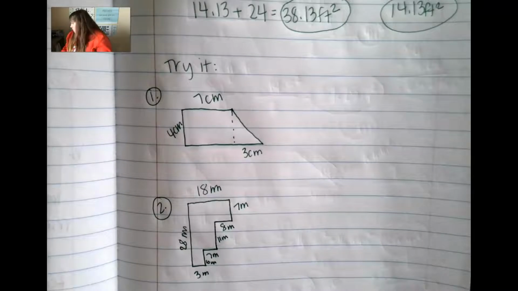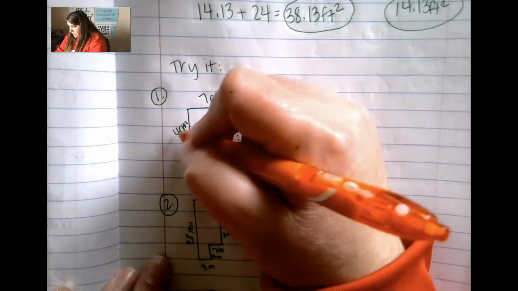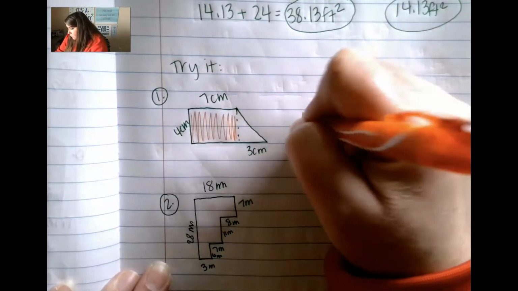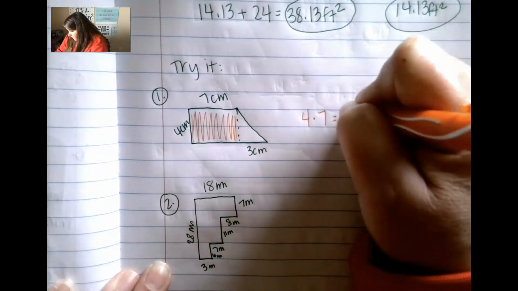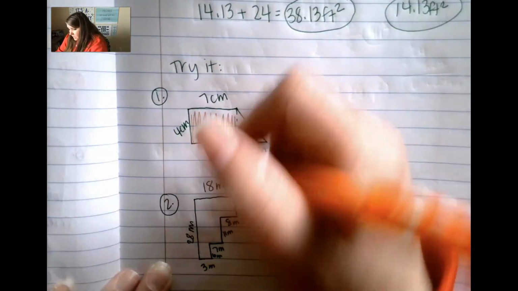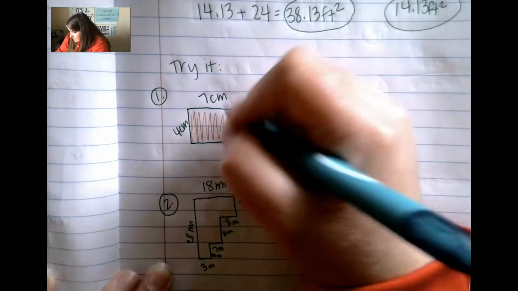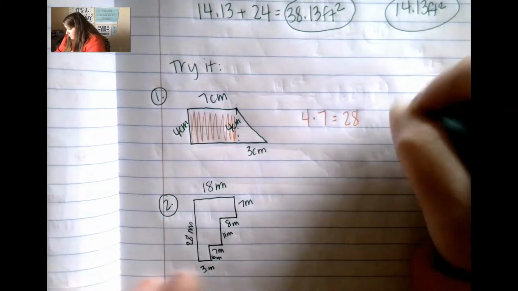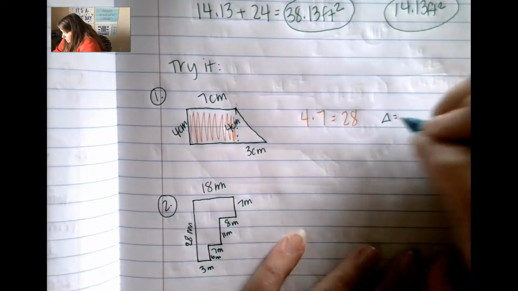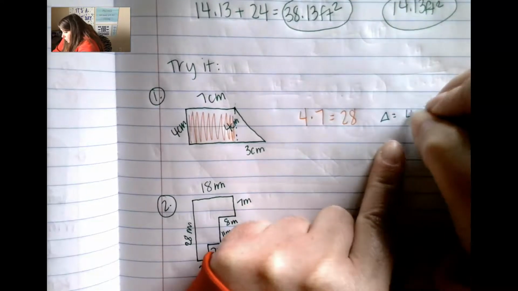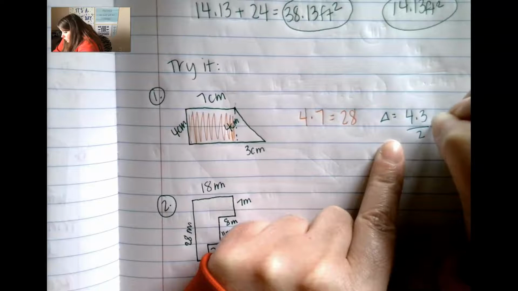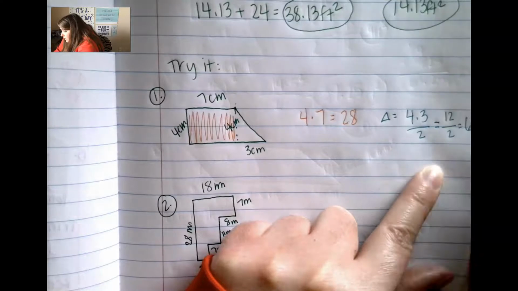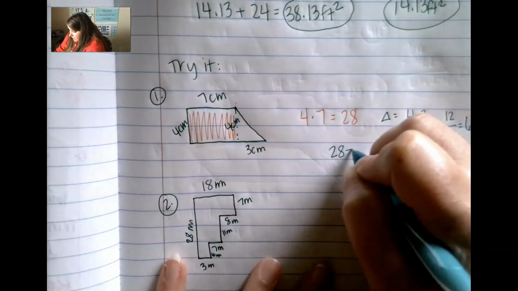All right, example 1. We have 4 by 7 to fill in this box right here. So 4 times 7 is 28. And then this 4 right here is the same length over here. So for the triangle, it is going to be 4 times 3 divided by 2. Base times height divided by 2. So 12 divided by 2 is 6. So I am now going to add 28 plus 6.